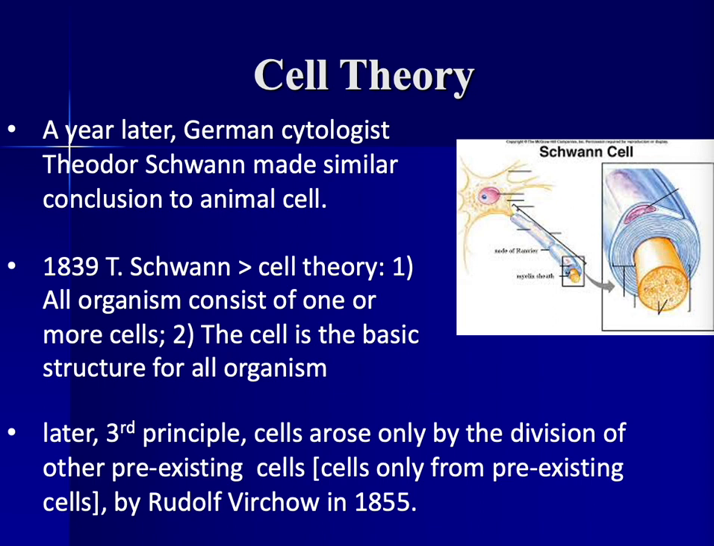More than a decade later, they came up with the third principle, or the third tenet of the cell theory, in which cells arise only by the division of other pre-existing cells. Or in other words, cells only develop from pre-existing cells. So this theory was concluded by Rudolf Virchow in 1855.